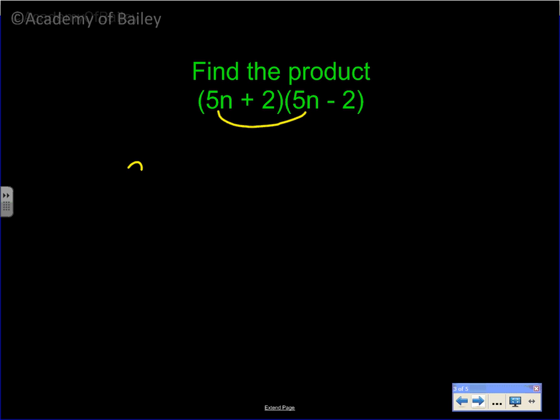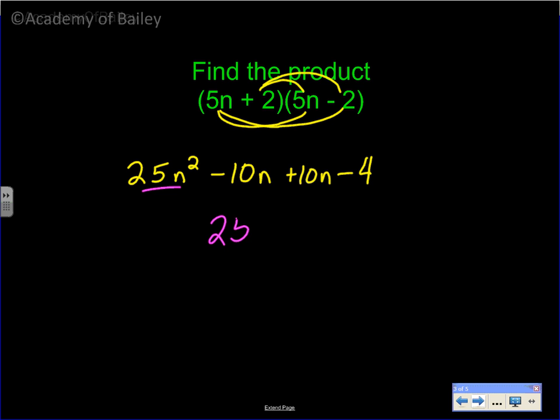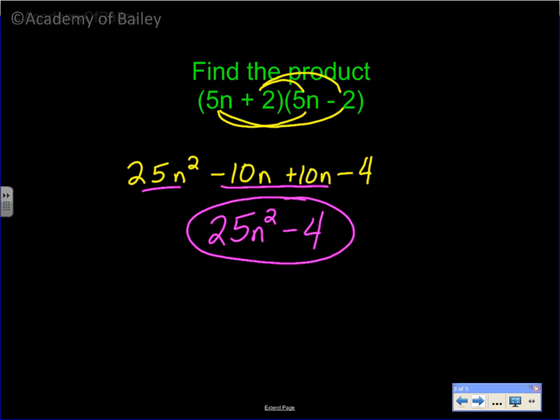5n times 5n is going to be 25n squared. 5n times negative 2 is negative 10n. 2 times 5n is positive 10n. And 2 times negative 2 is negative 4. 25n squared. Negative 10n plus 10n will cancel each other out. And then we drop down our minus 4. And there's your solution. Your answer should match that.